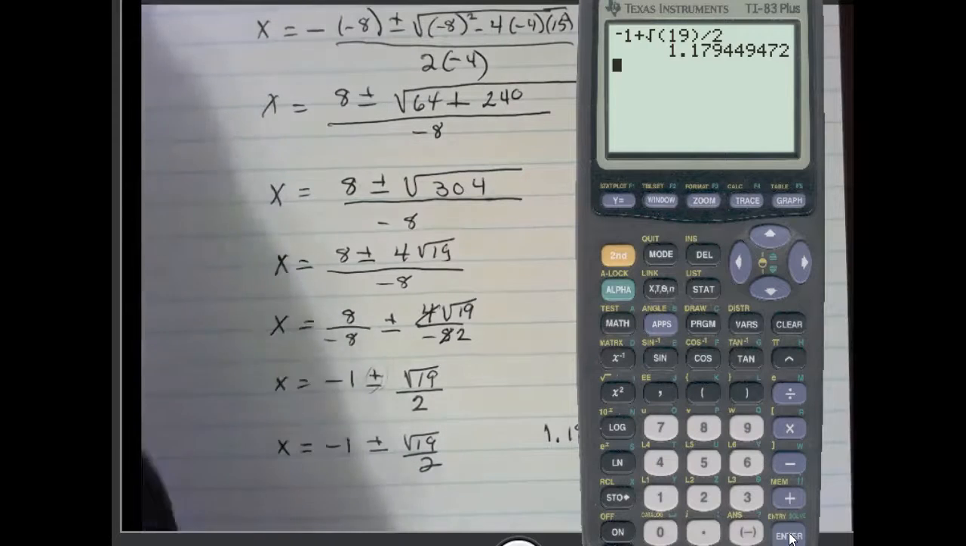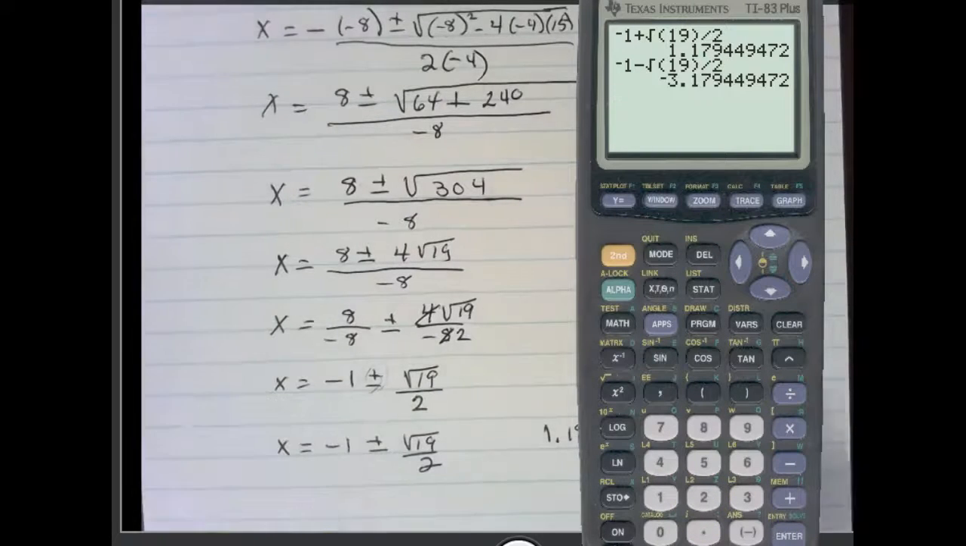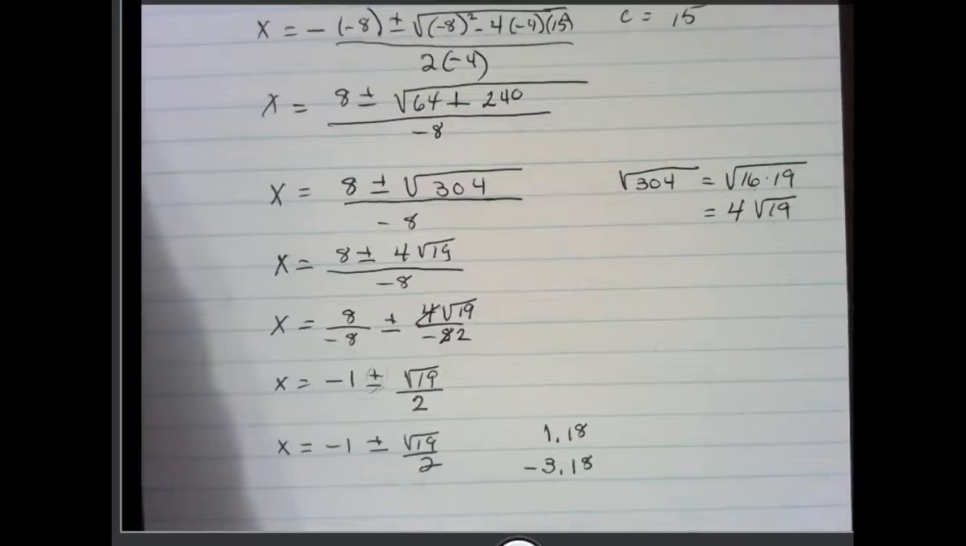Okay. And then I'm going to do the same thing, except it's going to be negative 1 minus the square root of 19 divided by 2. And let's see, it looks like I get negative 3.18. Okay, so let me move this out of the way now.